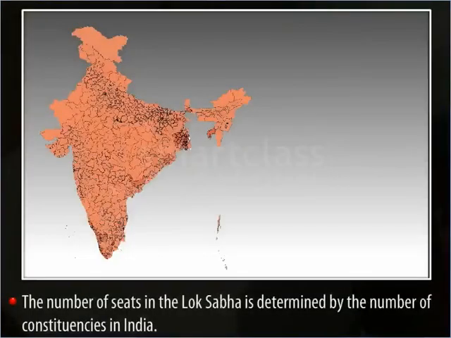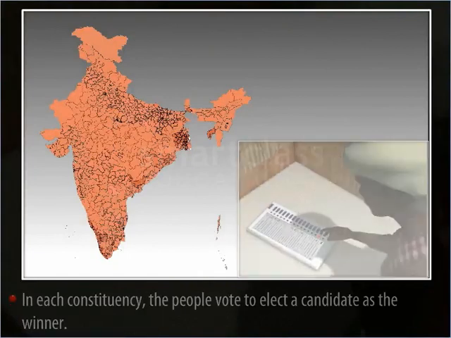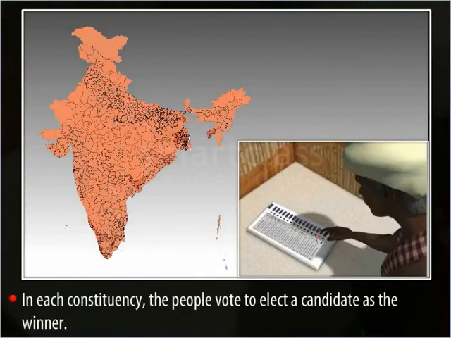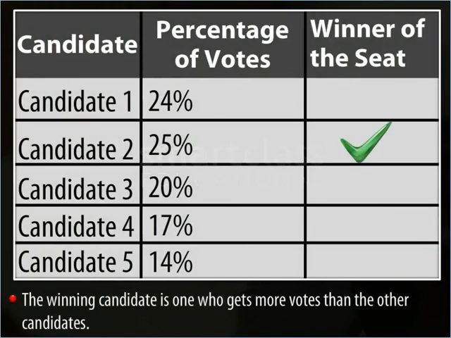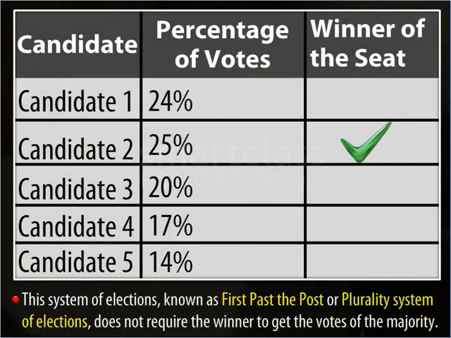The number of seats in the Lok Sabha is determined by the number of constituencies in India. In each constituency, the people vote to elect a candidate as the winner. The winning candidate is one who gets more votes than the other candidates. This system of elections, known as first past the post or plurality system of elections, does not require the winner to get the votes of the majority.